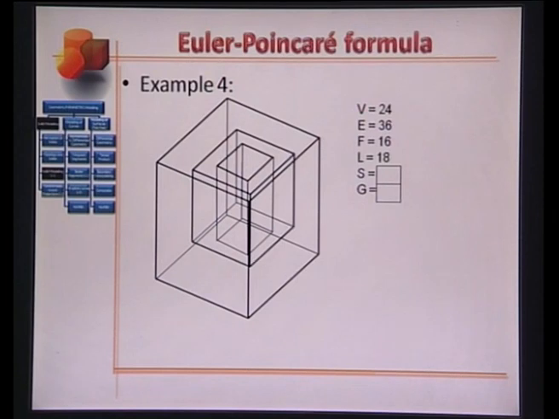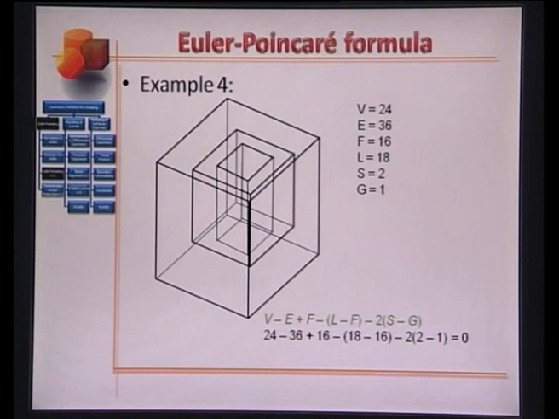So the S value for this figure will be 2. What is the genus value? Note that the bounding surface corresponding to the two inner blocks looks like a torus. It has a handle, so the genus value will be 1. If we look at the Euler-Poincaré formula and feed in all these values, we see that the relation holds. The right hand side of the formula turns out to be 0.